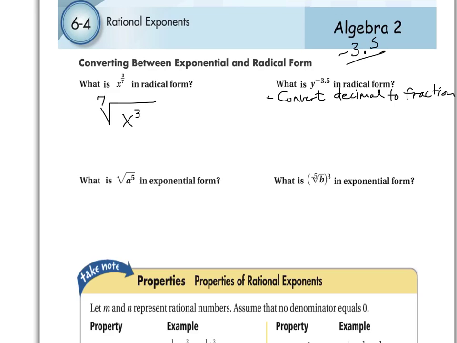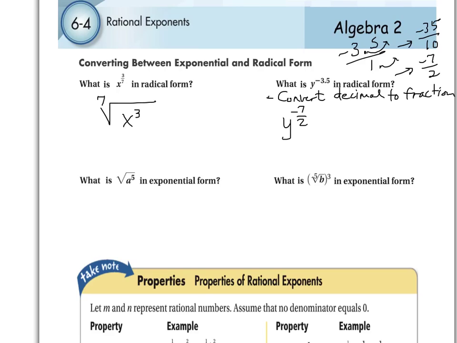If I put that over 1 and I want to move this guy to the right, that means I have to move that to the right to get rid of the decimal. So this is really negative 35 over 10. And if I reduce that, they're both divisible by 5, it becomes negative 7 halves. So this is really y to the negative 7 halves power.